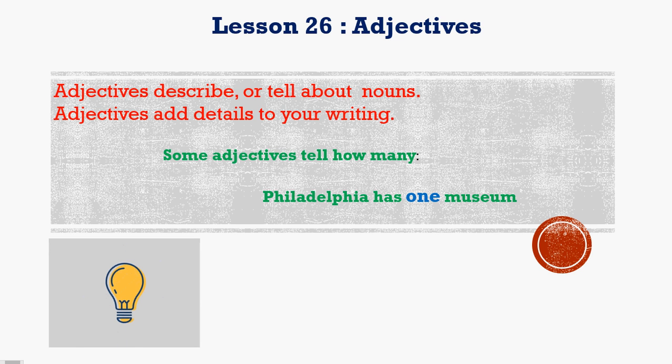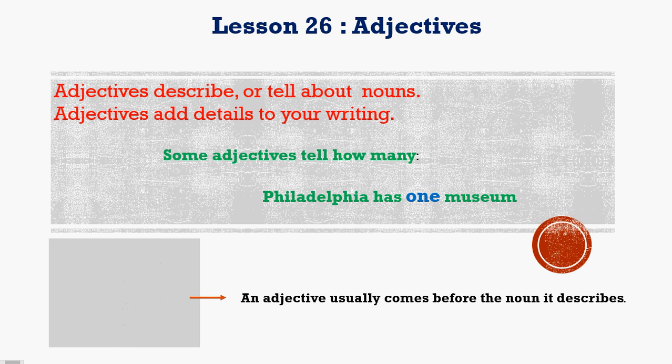Ahora, hay que tener en cuenta. An adjective usually comes before the noun it describes. O sea, ¿qué quiere decir? Que viene siempre o usualmente antes del sustantivo. Así que lo que tenemos que hacer es buscar el sustantivo. We need to find a noun and the word that is before. Usually, it's the adjective. Good job, guys.